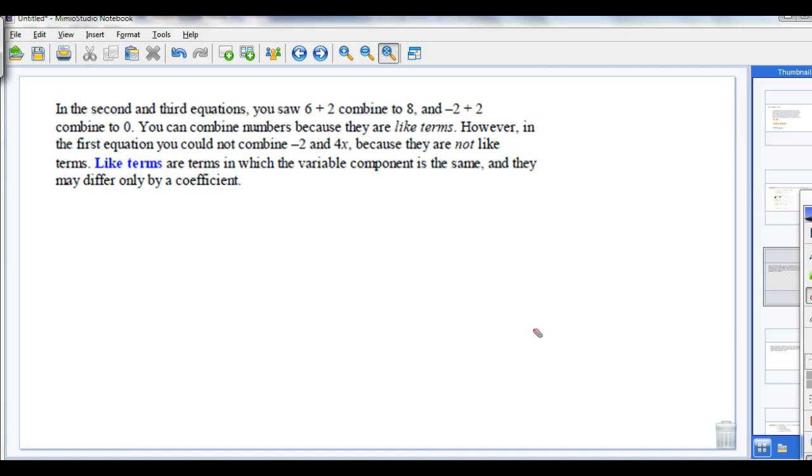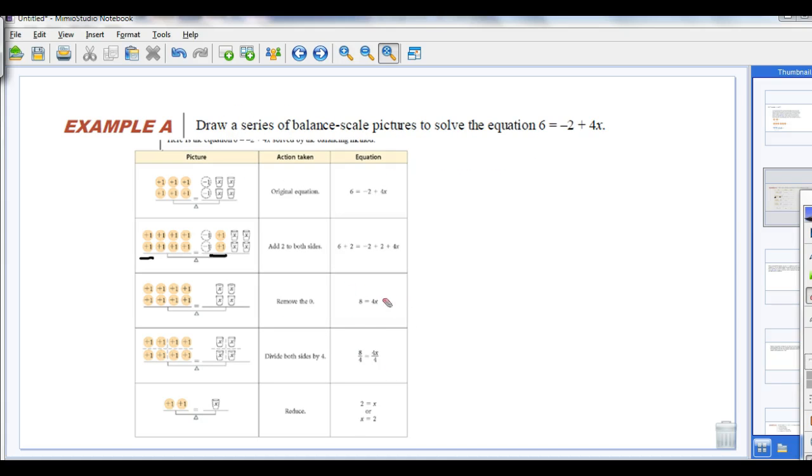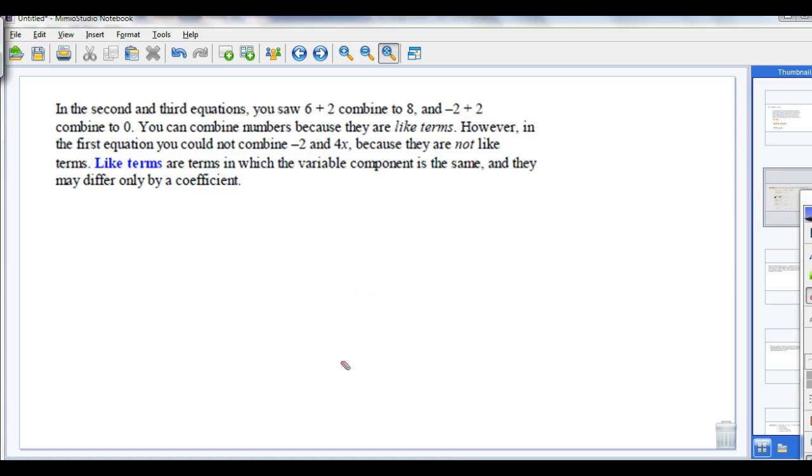Let's do the next part here. It says, in the second and third equations, remove the 0, divide both sides by 4. You saw 6 plus 2 combined to 8, and negative 2 plus 2 combined to 0. You can combine numbers because they are like terms. However, in the first equation, you could not combine the negative 2 and the 4x because they are not like terms. Like terms are terms in which the variable component is the same, and they may differ by only a coefficient.